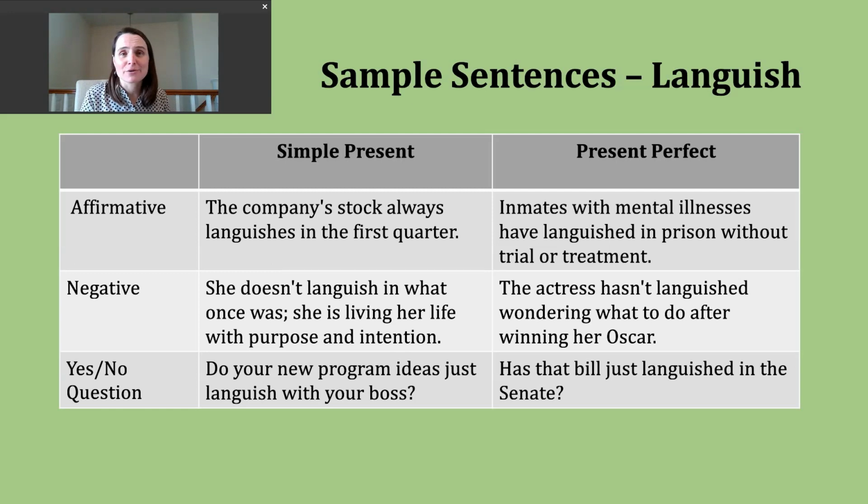To make present perfect sentences, we need to pay attention to our subject. If our subject is I, you, we, or they, I'm going to use have and then the participle form of the verb. If my subject is he, she, or it, I'm going to use has and then the participle form of the verb. Let's take a look at an example sentence. Inmates with mental illnesses have languished in prison without trial or treatment.